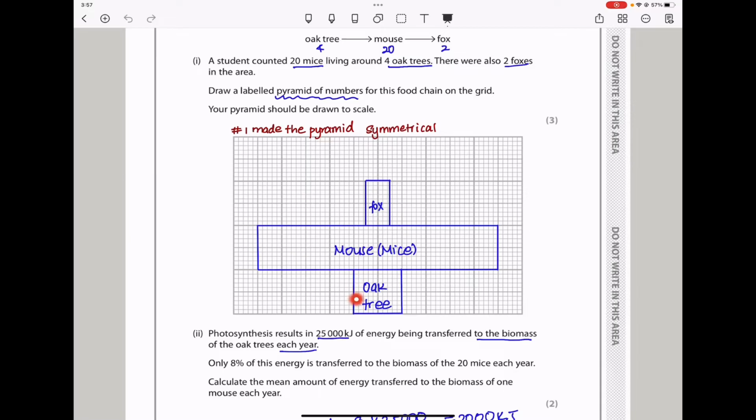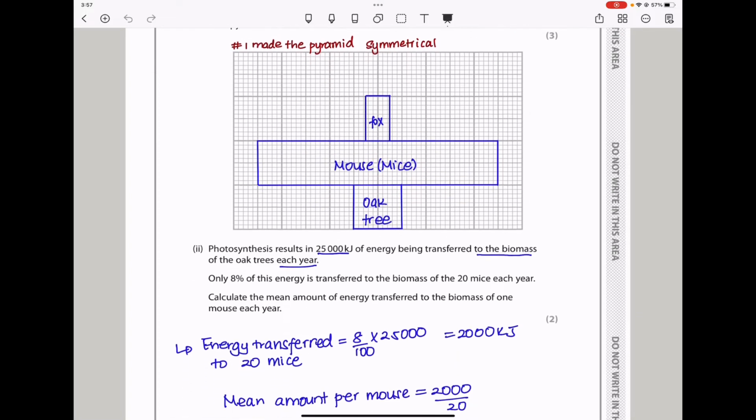And then for this one here, that is going to be 4. I used 1 box because, of course, 20 divided by 5 gives you 4. So if there are 5 boxes here, this is going to be 1. And it means the top one is going to be half of this. So meaning if these are 10, that is going to be 5 squares. But again, positioned in the middle, that's why you see this is half and that is half. So this is going to be the oak tree or oak trees. That is going to be the mice or mouse. And that is going to be the foxes that are just 2.